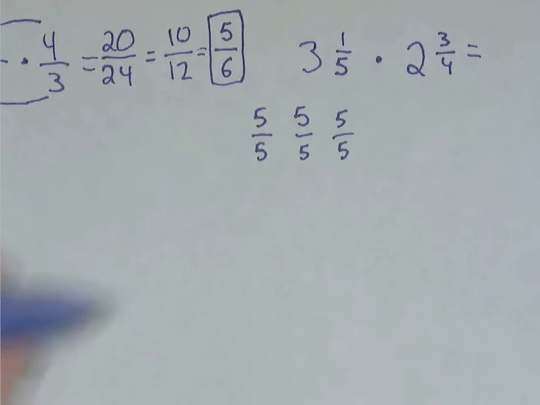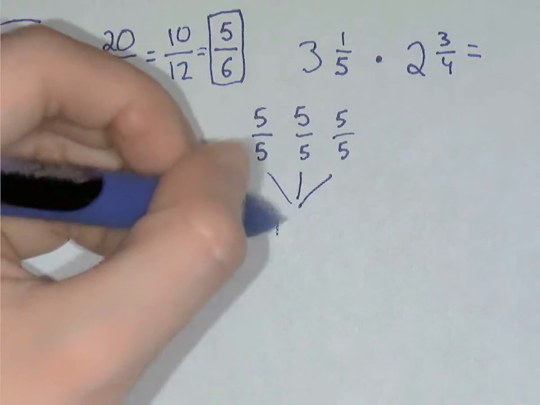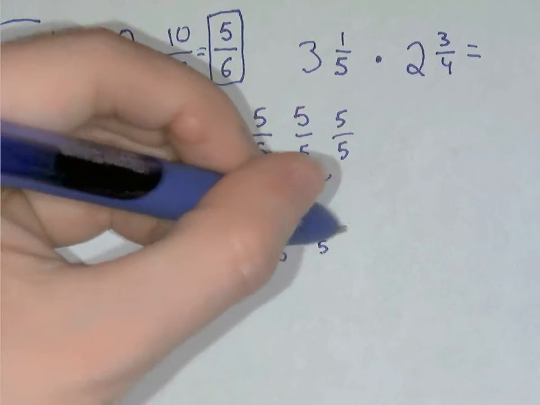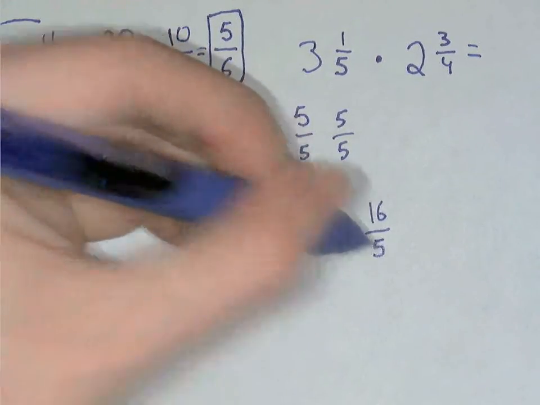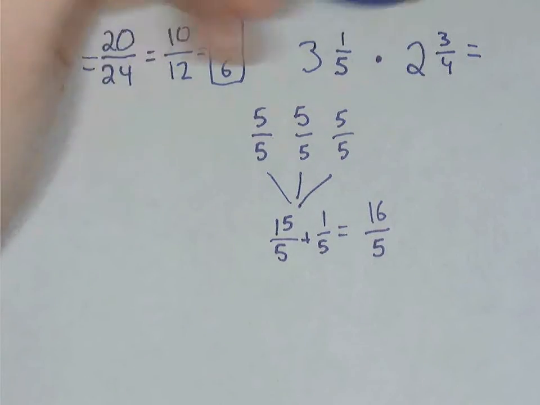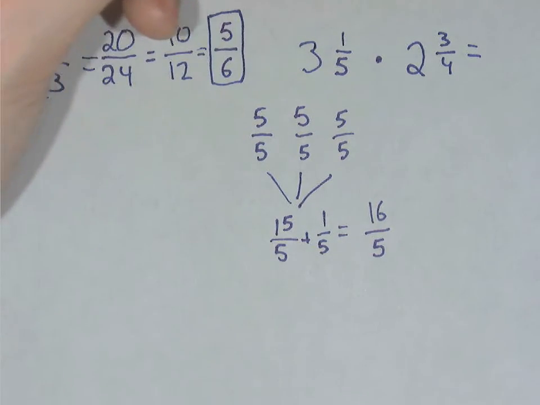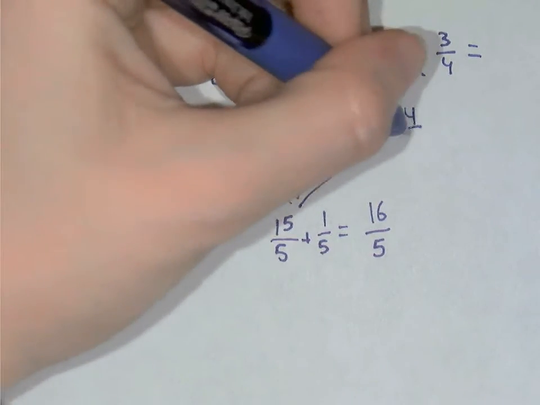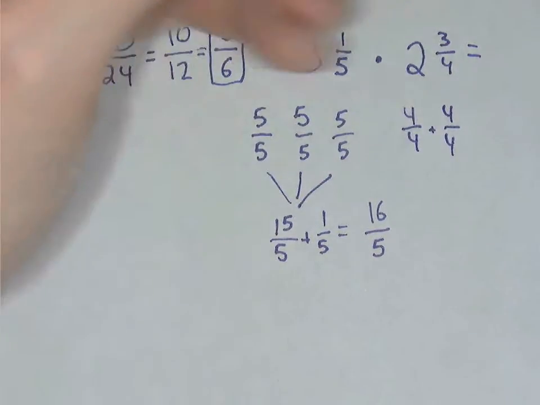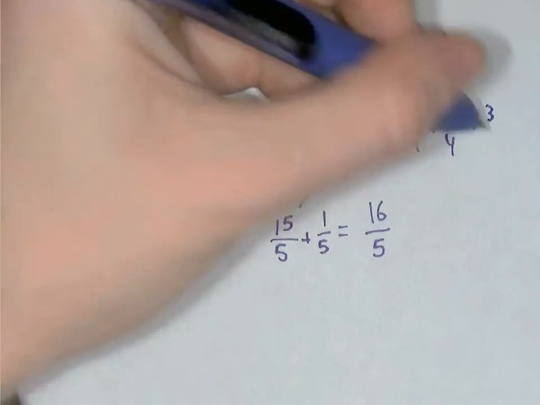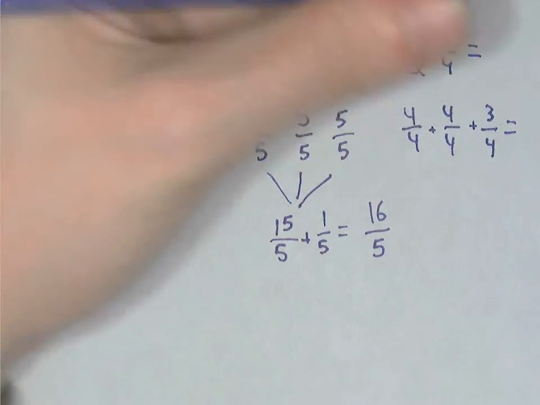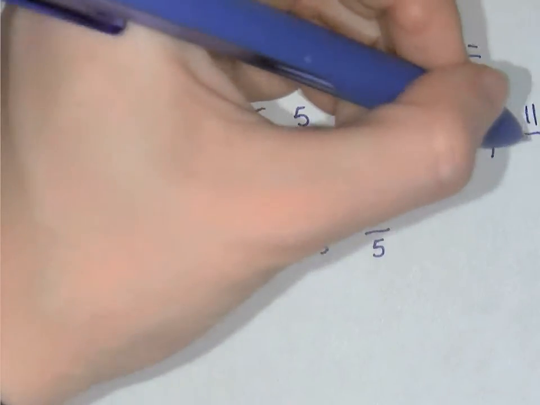Let me see if I can move this down. So these added together is 15 fifths plus this 1/5 I have here gives me 16 fifths as an improper fraction. Same thing with 2 and 3/4. I see that I'm working with fourths. So I say, all right, 2 is 8/4 because I've got 4/4 in one whole plus 4/4 in another whole. Then I've got that 3/4 on the end. So really I've got 4/4 plus 4/4 plus 3/4. 4 plus 4 is 8. 8 plus 3 is 11. My improper fraction here is 11/4.